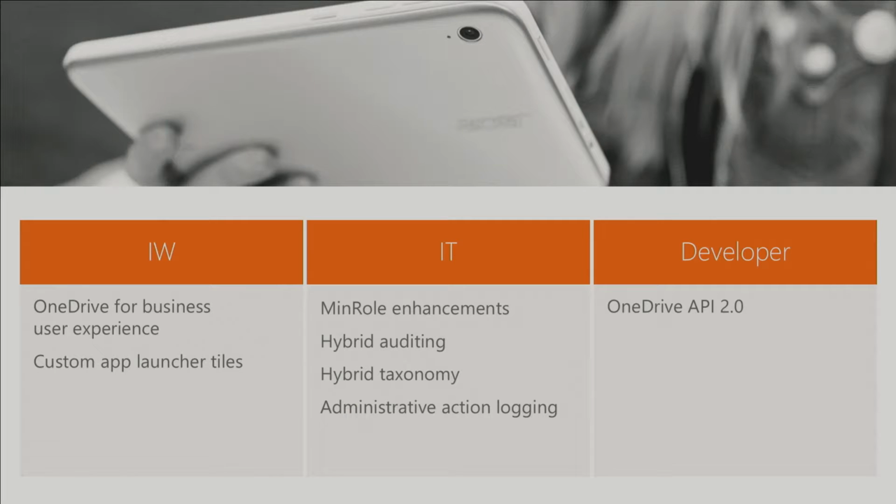On the IT side, we've made some enhancements and improvements around MinRoll that Troy will speak to, because we heard your feedback relating to MinRoll and the size of the farms that you were relegated to with our original MinRoll design. We're also introducing hybrid auditing and hybrid taxonomy. So now if you're moving to Office 365 or you have a hybrid design, you can have unified auditing that exists between cloud and on-premises. You also can have taxonomy that exists between cloud and on-premises through hybrid taxonomy. And then for developers, we're bringing in the OneDrive API v2.